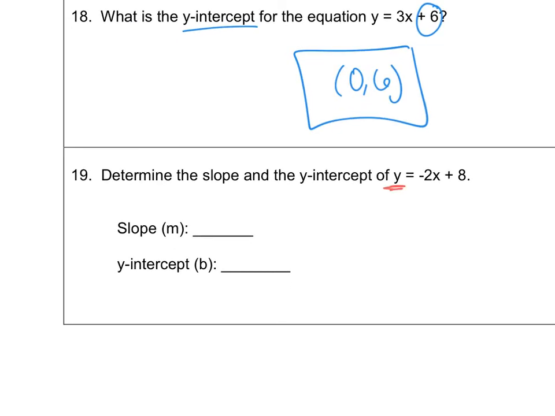19, we again already have y by itself, so my slope is going to be negative 2, and my y-intercept is going to be 8, but this time because they put the b, we can just put 8. So unless it has b, you need to make sure you write it as a point.